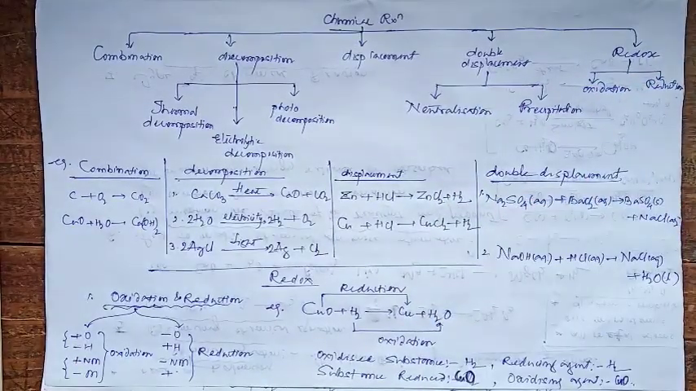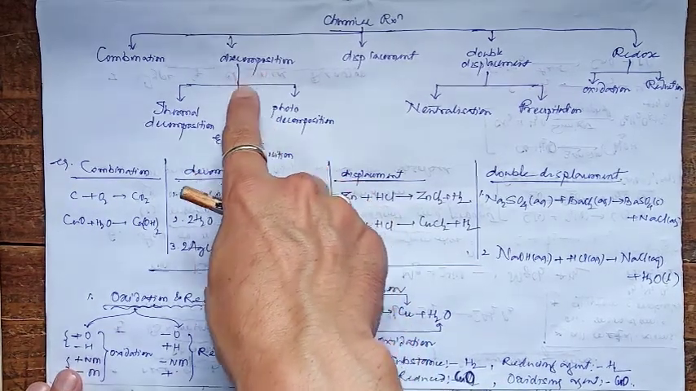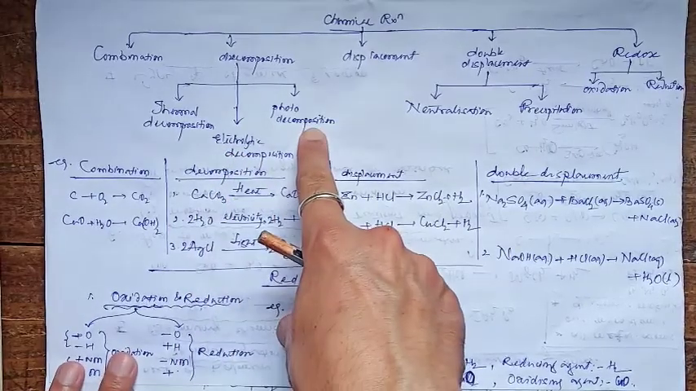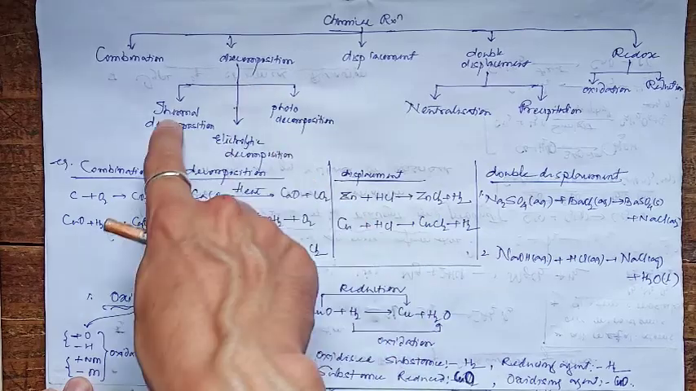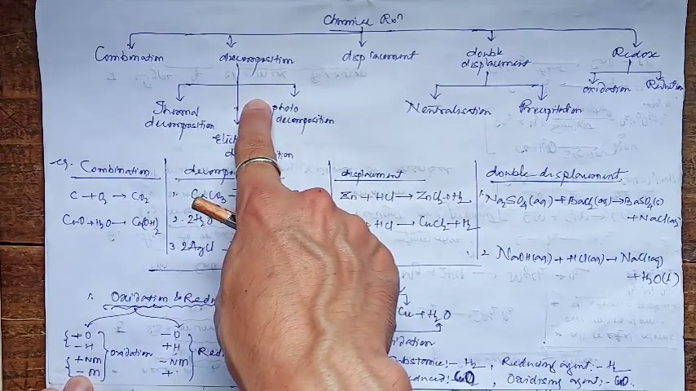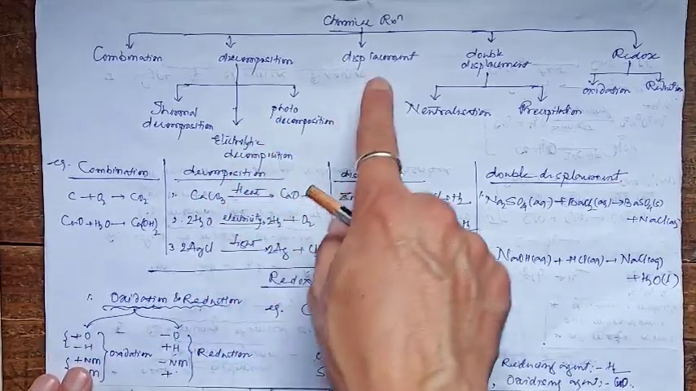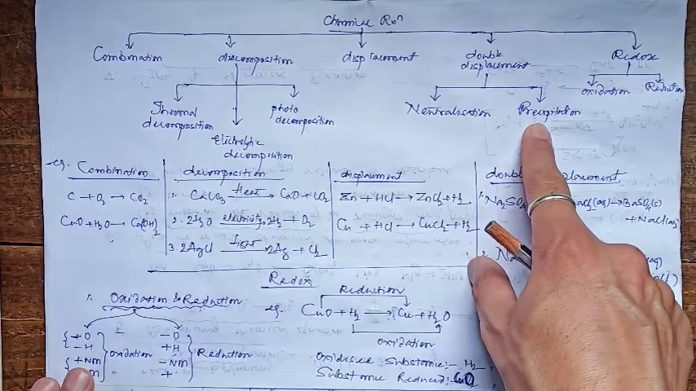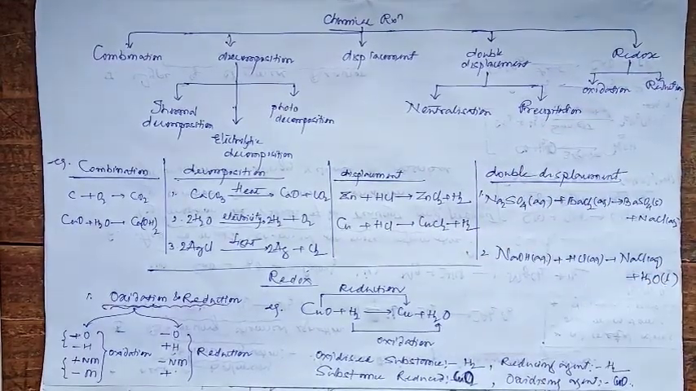We can further classify some of these reactions into different types. Say this decomposition reaction can be further classified as thermal decomposition, electrolytic decomposition, photo decomposition. The basis of this classification is the energy supplied. We'll discuss more about this after a short while. Double displacement reaction we can further classify as neutralization and precipitation, and redox reaction can further be classified as oxidation and reduction.